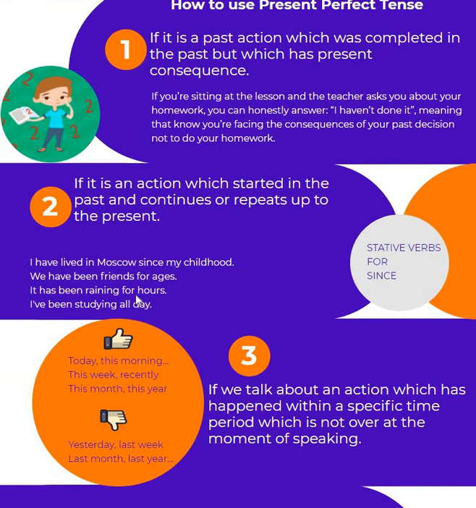The second case here, we use present perfect tense is if it is an action which started in the past and continues or repeats up to the present. In this case, we can use stative verbs, and we often use for and since. For example, I have lived in Moscow since my childhood, meaning that you still live in Moscow. We have been friends for ages, and you are still friends.